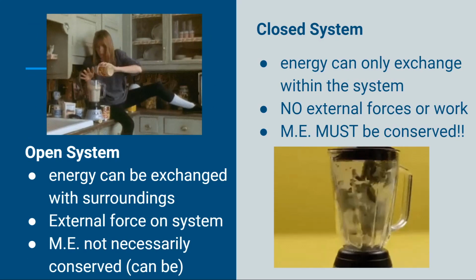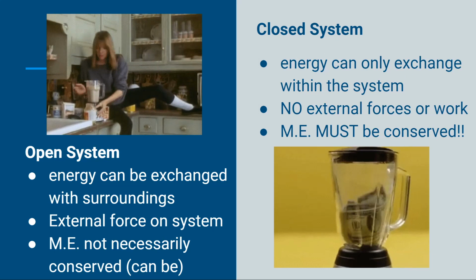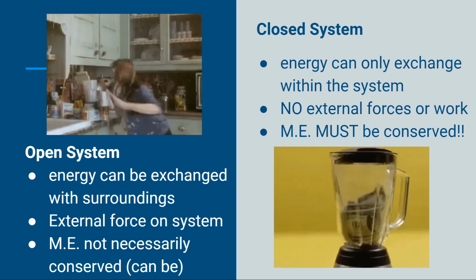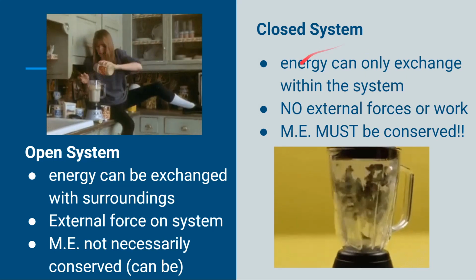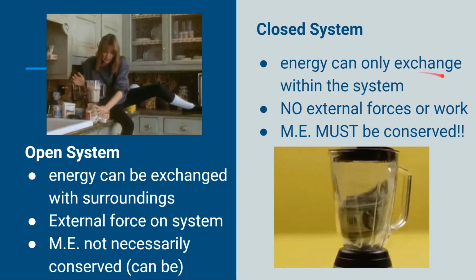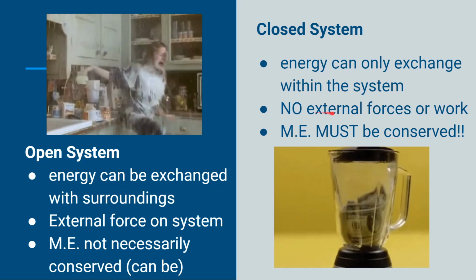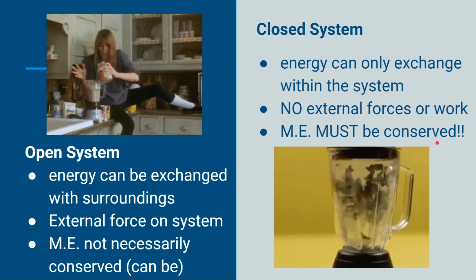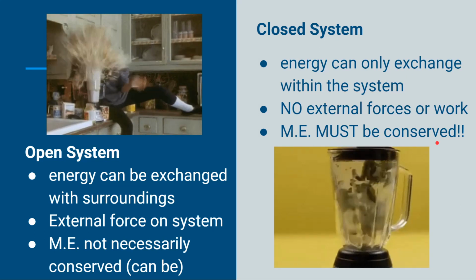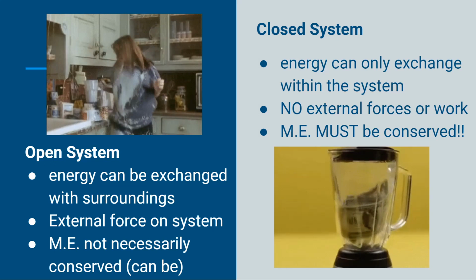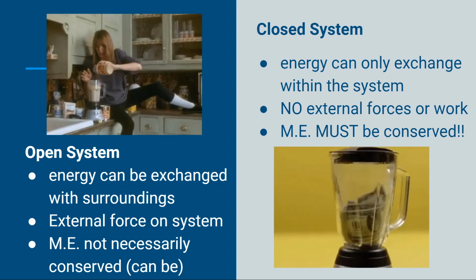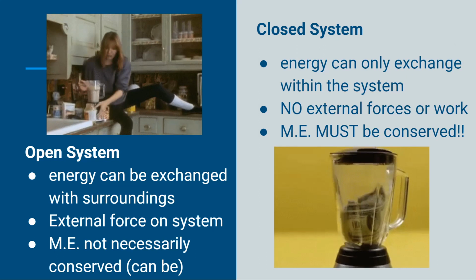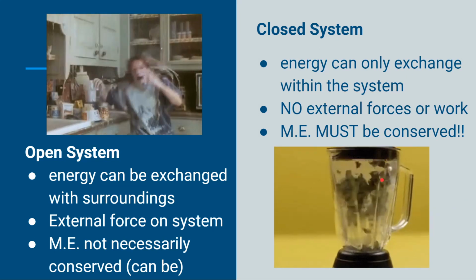Okay, bringing us to this. So, closed system versus open system. In a closed system, you can only have energy exchange within the system. This means there are no external forces or work, and your mechanical energy must be conserved. So this is the ideal condition where we say, okay, we have no friction, we have no air resistance, we can use conservation of energy because there's nothing coming in, there's nothing going out. This is my closed blender, okay, as my analogy.